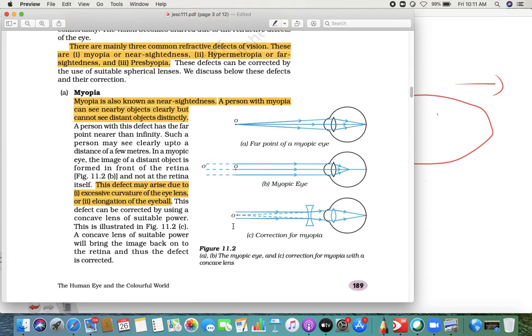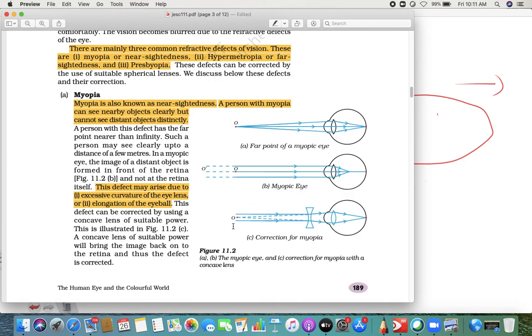I'll explain again tomorrow: myopia, hypermetropia and presbyopia. Please have a look 2 times again. Okay, thank you.